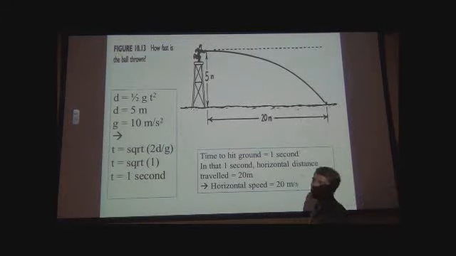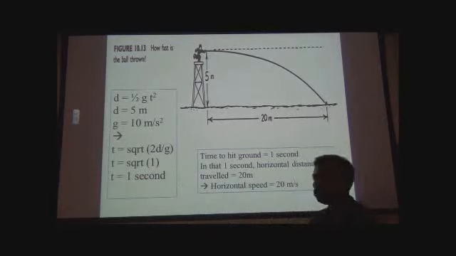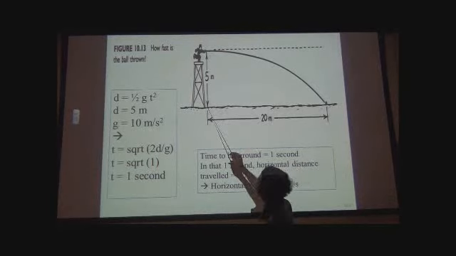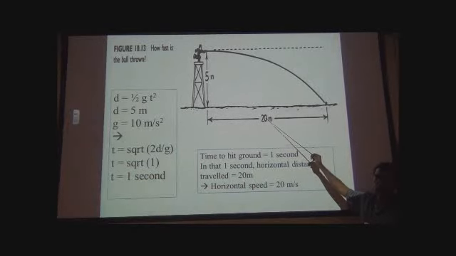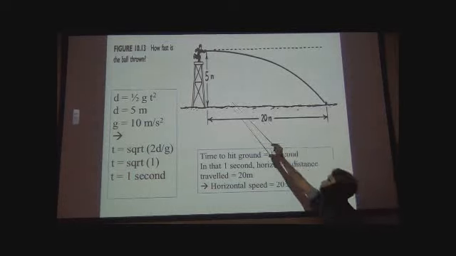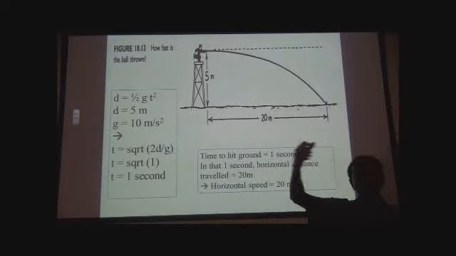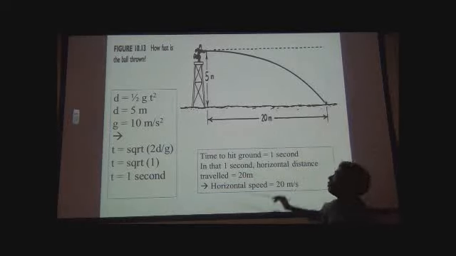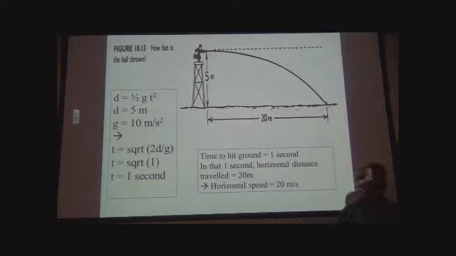So we know this rock is traveling for 1 second in the air. During that 1 second, the question is, how far did it travel? 20 meters. So what's the speed of the ball, the horizontal speed of the ball? 20 meters per second. Right? See how easy this was? Once we solve the vertical component, we know how much time the ball is traveling in the air. Once we know how much time it is in the air, and we know the horizontal distance, we know its speed is 20 meters per second.